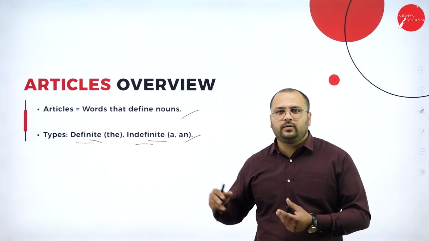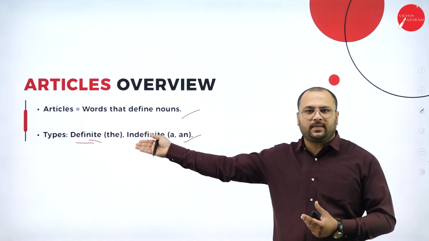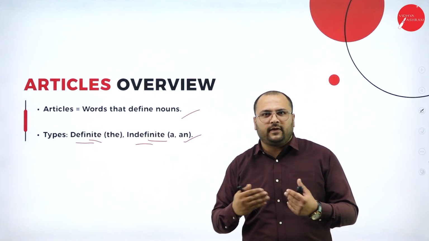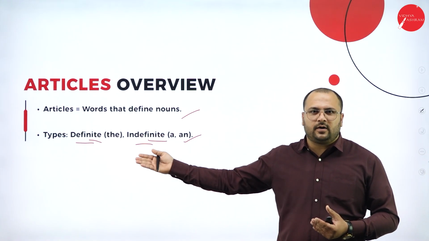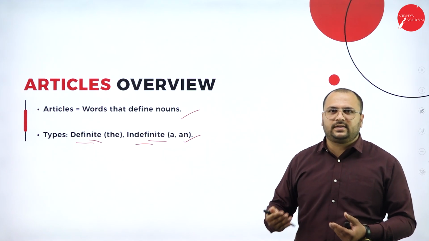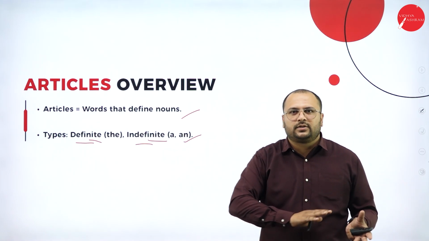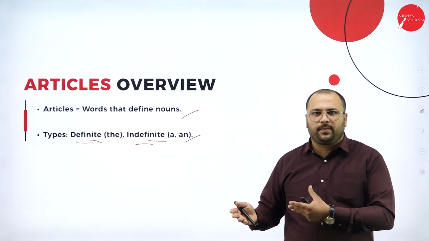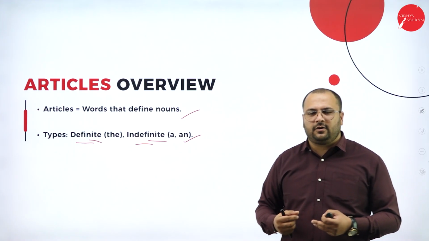So this is how you shift to the definite article. That means in the beginning you are not familiar with those nouns or the words. But in the very next sentence, now we are familiar with the idea. So we shift to the definite article. So this is the basic understanding of articles.